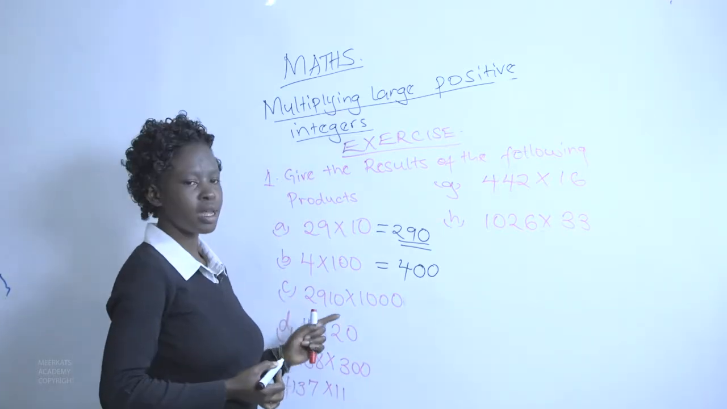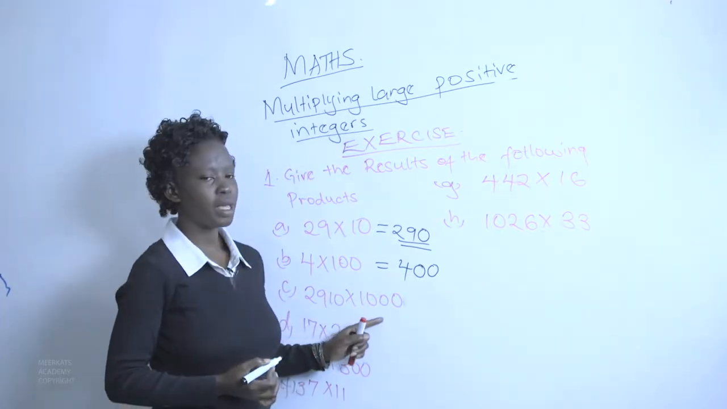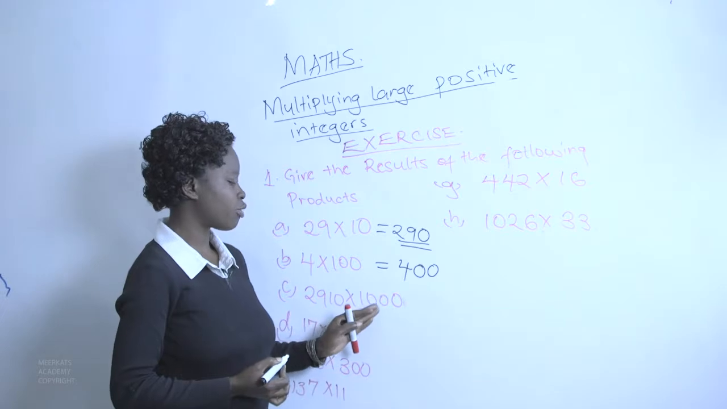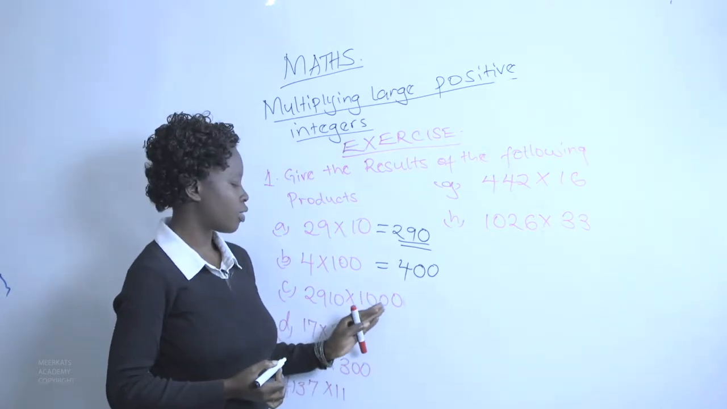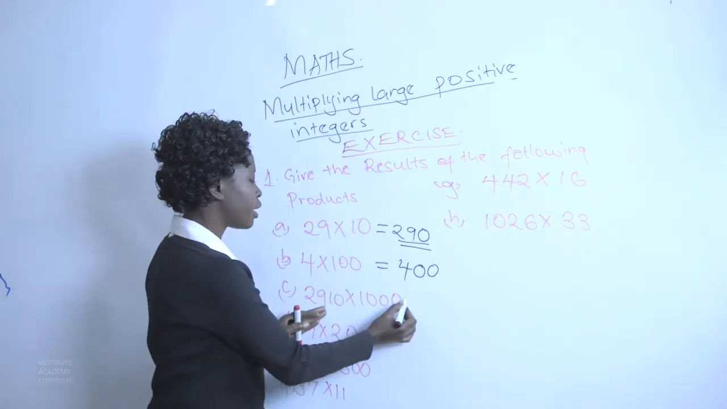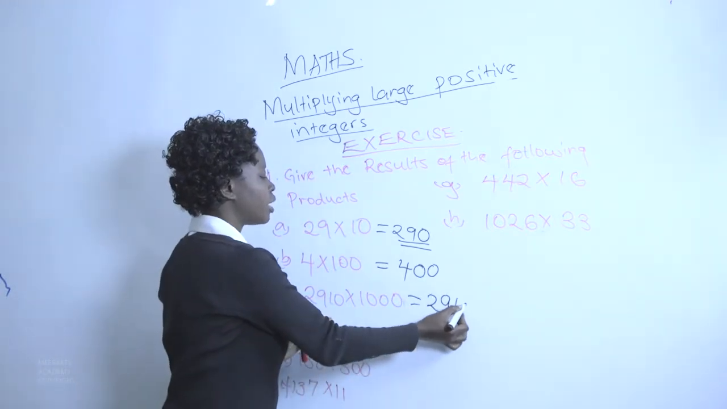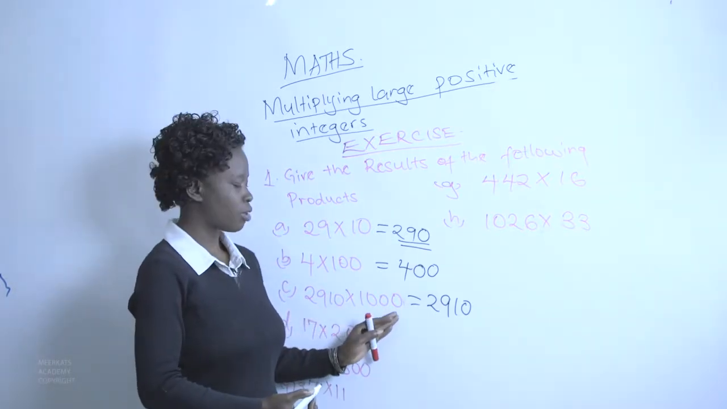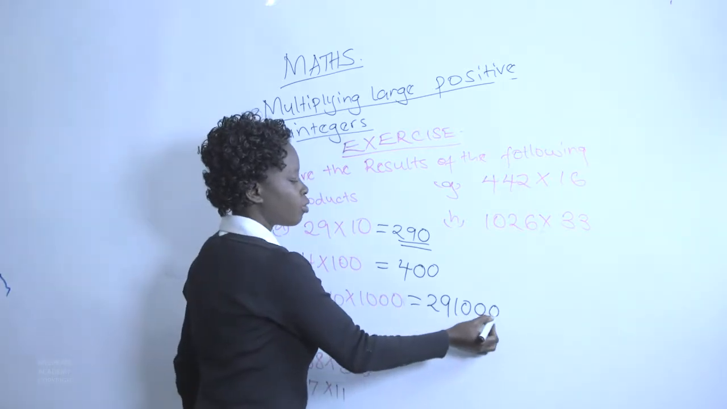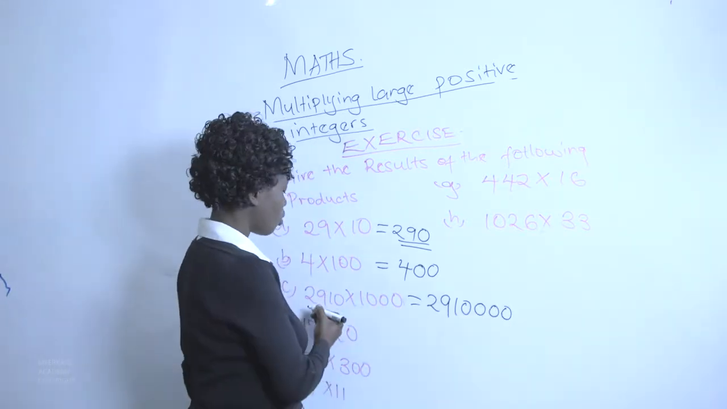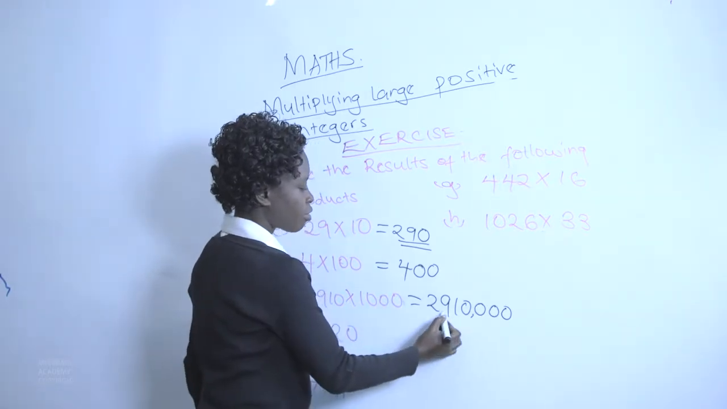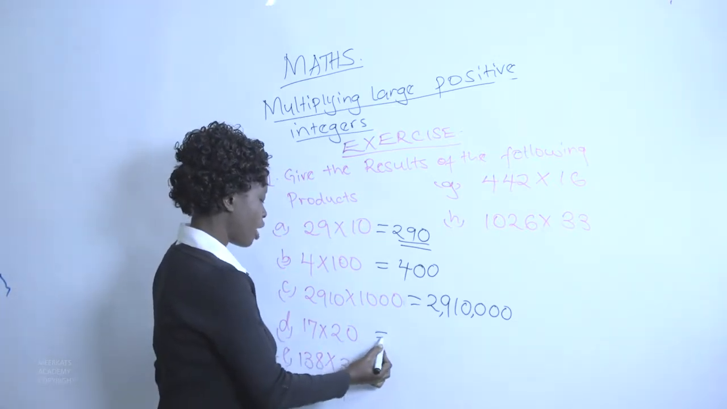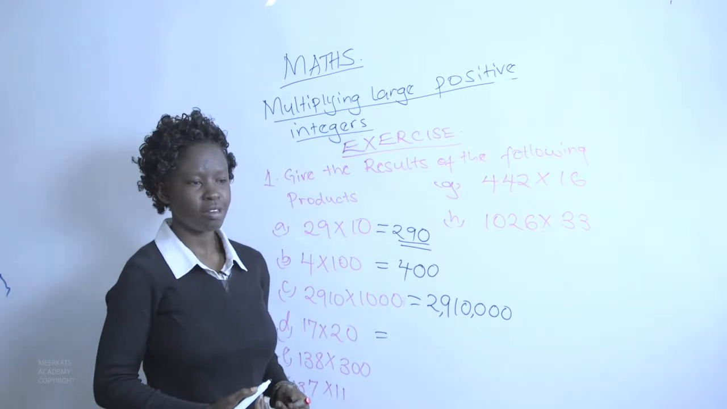Then we have 2,910 multiplied by 1,000. 1,000 is also a power of 10. So being a power of 10, we simply find out how many zeros are there. There are 3 zeros. So we will simply write 2,910. Then after writing the 2,910, we add the 3 zeros that are there. So we have 1, 2, 3. So it means that 2,910 gives us 2,910,000.